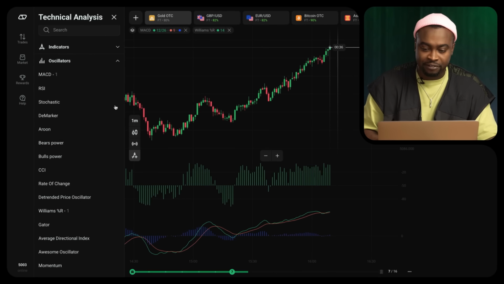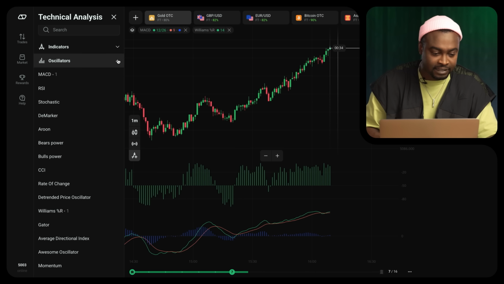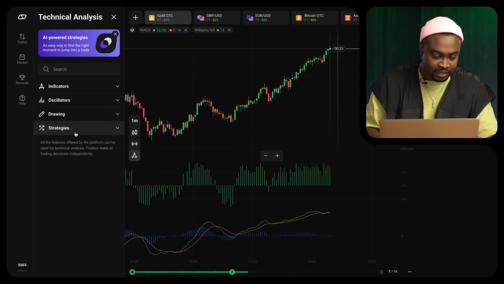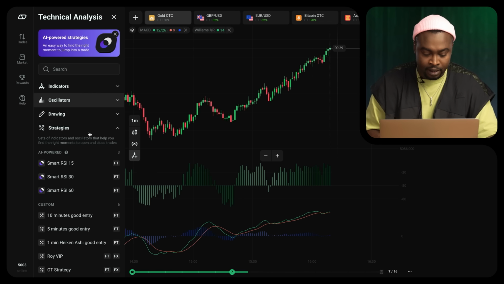And also, if you have the advanced status on the platform, you can easily add this strategy in just one click. That is from the strategy tab.